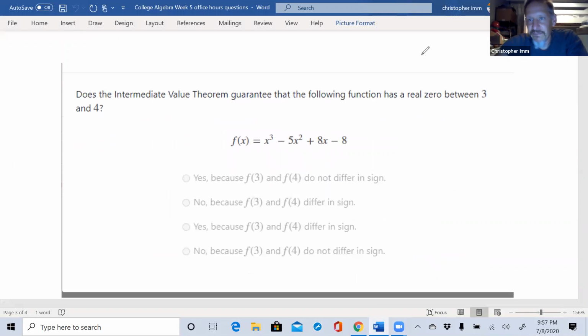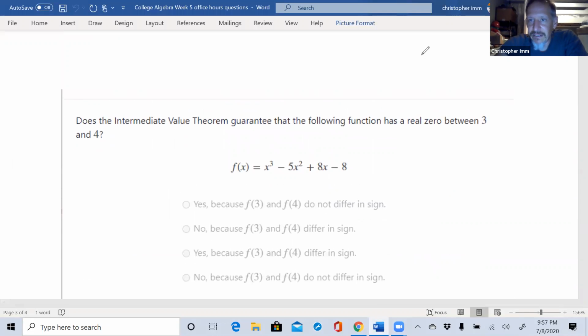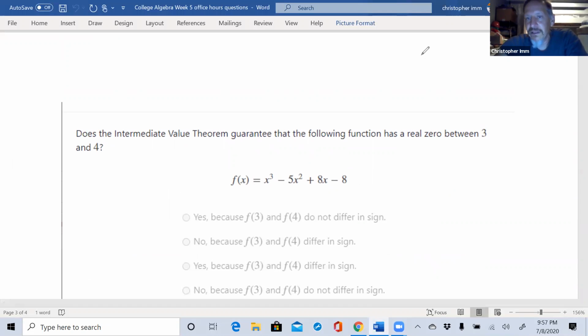Intermediate value theorem, it's actually a pretty easy theorem. It's intuitive, but it's a theorem, it's mathematical, so students have a hard time digesting it. Basically, the intermediate value theorem says, if you have 2 points for a polynomial only, so this only works with polynomials because they're continuous, they don't have any breaks in it.